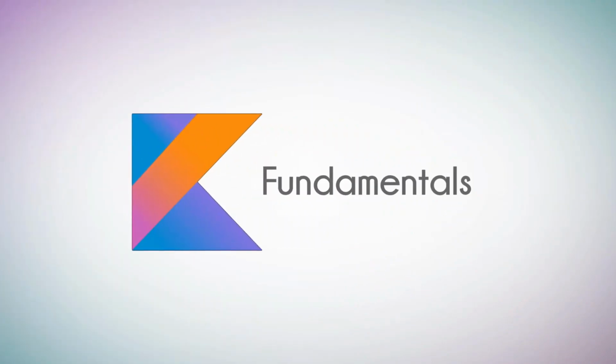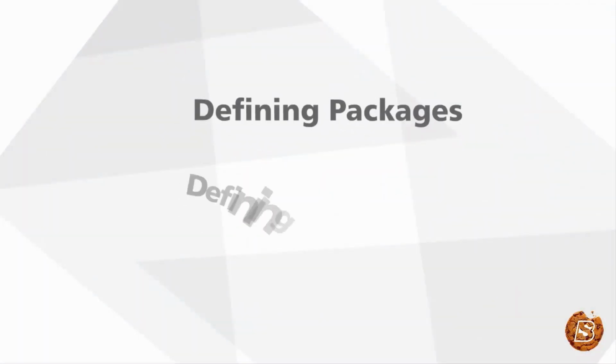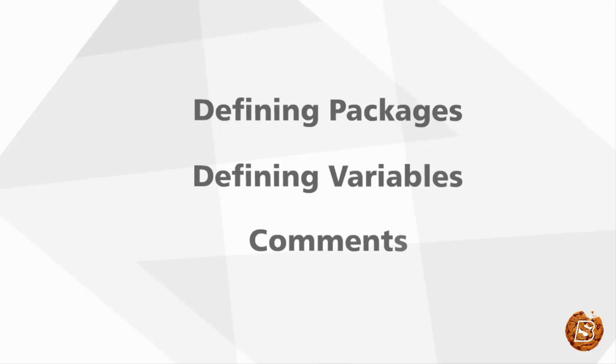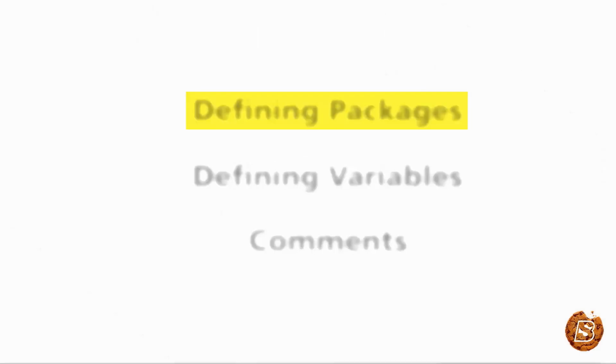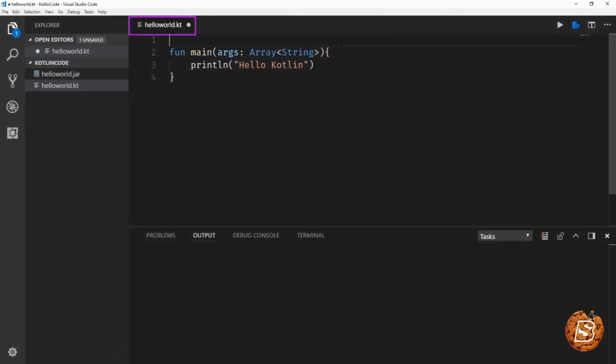In this lecture we'll be covering three things. First, how we can define packages, defining variables, and then comments. So let's start with defining packages. Here in our Hello World example, if I have to include a package, then the package specification should be mentioned at the top of the source file.